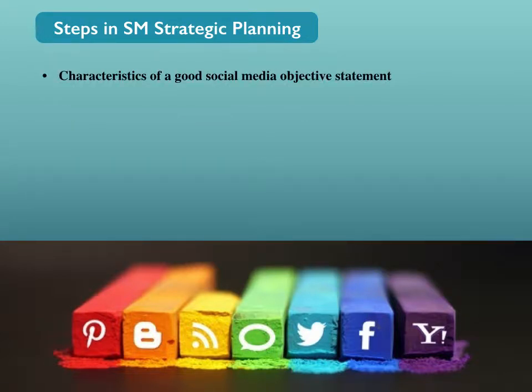So characteristics of a good social media objective statement. It needs to be specific. It can't be vague, because how are you going to measure that in the end if it's not specific? It needs to be measurable. So you can't have an objective that you can't measure. You need to have a timeline of how these objectives are going to be met.